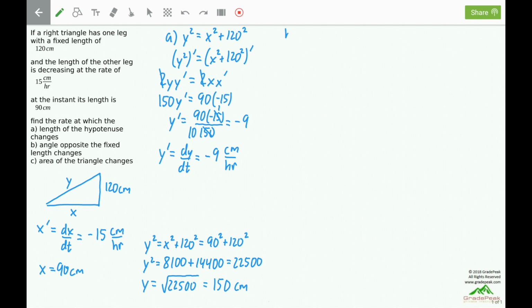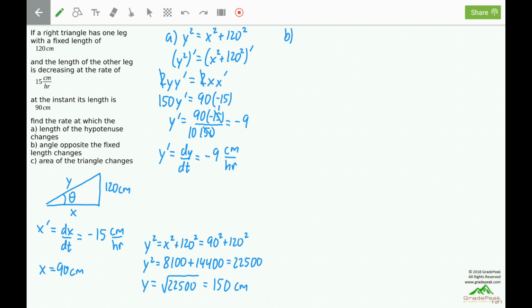For part B, we want to find the rate at which the angle opposite the fixed length changes. On our picture, the fixed length is 120 centimeters. The angle opposite is this angle here. I'll label it as theta. We want to find how that changes. So we need to relate that theta to one of the variables that is changing, either x or y or both of them. It's usually relating it to just one of them to keep it simple.